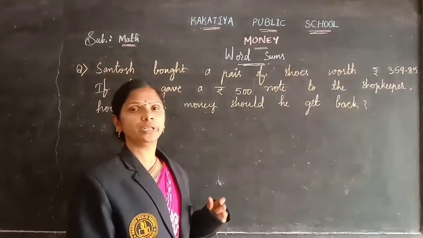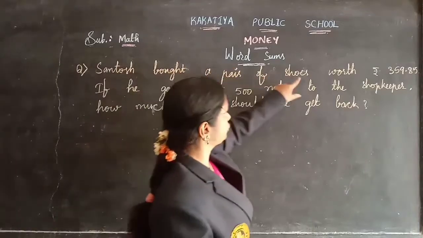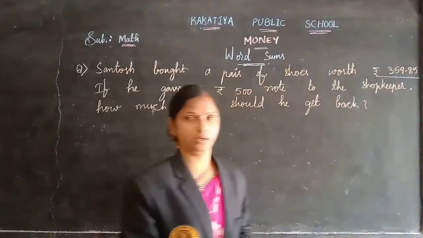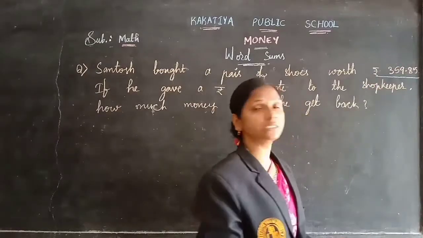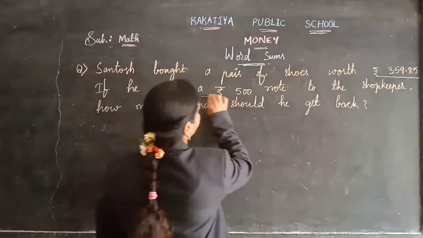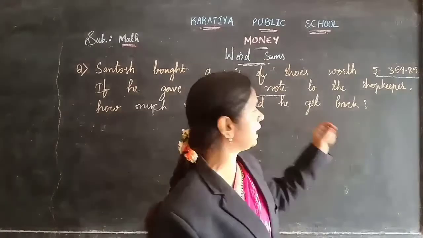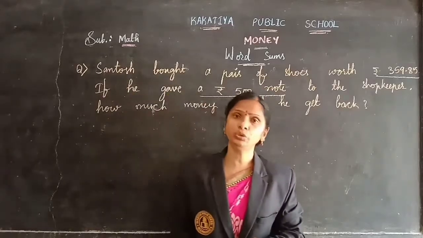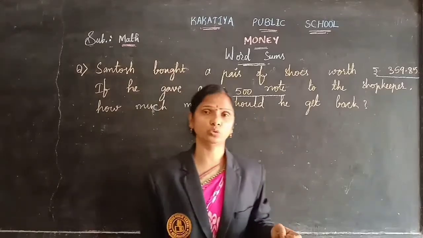Come on children, let's do the next problem here. Santosh bought a pair of shoes worth 359 rupees 85 paise, meaning the cost of the shoes is 359 rupees 85 paise. And if he gave a 500 rupee note to the shopkeeper, how much money should he get back? Means he gave more amount than the worth of the shoes.